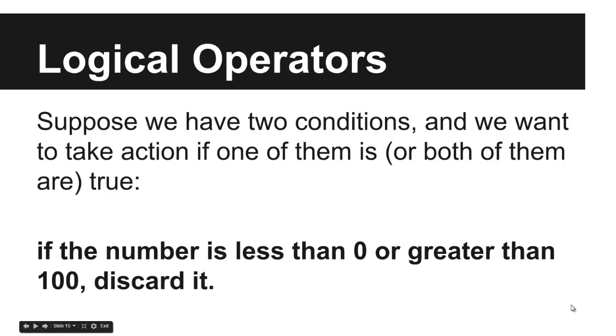Now let's say we have two conditions, and we're only really concerned with one of those conditions being true. So let's say that if the number is less than 0, or if the number is greater than 100, we discard it. Okay, so this is sort of the opposite, I guess, of what we were doing before. Before we were checking to see if the number is between 0 and 100, and if it is, we keep it. This time we check to see if the number is less than 0 or greater than 100, and we discard it. So it's just sort of the opposite.